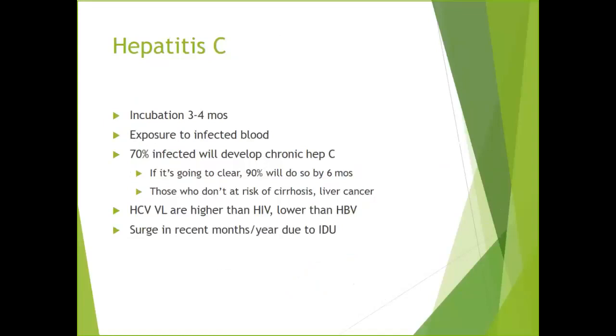I'm going to show you some more slides a little bit later about cirrhosis. But for patients who do not clear it, lifetime risk of cirrhosis and liver cancer over the next 20 to 30 to 40 years is elevated. I have a little note here about hepatitis C viral loads being higher than HIV, but lower than HBV. So if you rank them, hepatitis B viral loads are in the tens of millions, Hep C's are in the millions, and HIV are in the hundreds of thousands.